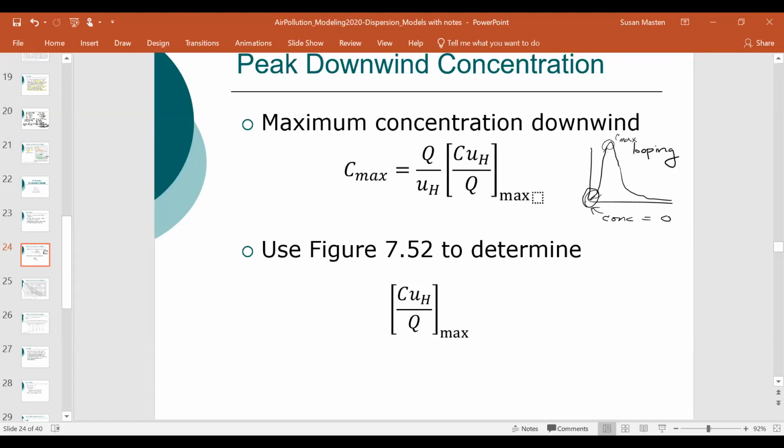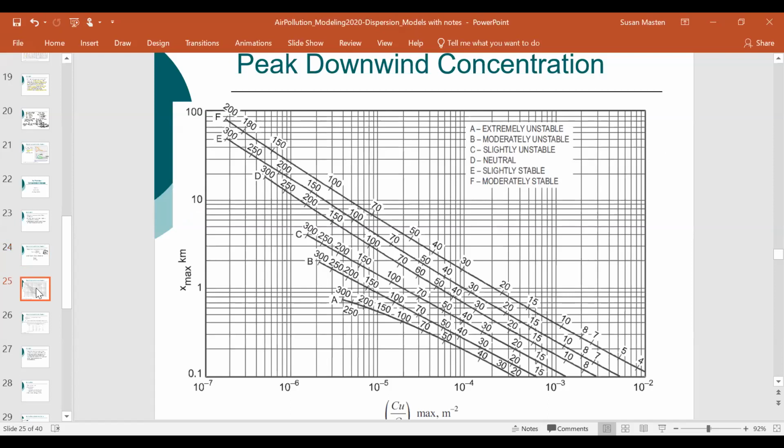If you have a more stable condition, you're going to get something that looks more like this. So your peak is much further away from the stack and the concentration is lower, but it's going to take a lot longer for that pollutant to disperse. Now we can determine this using a graphical approach, which is basically an empirical approach.